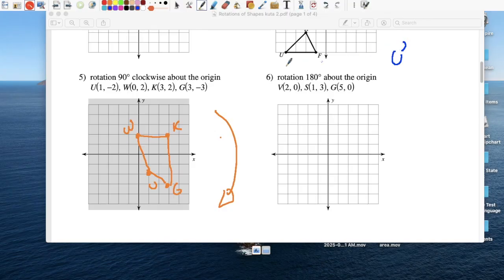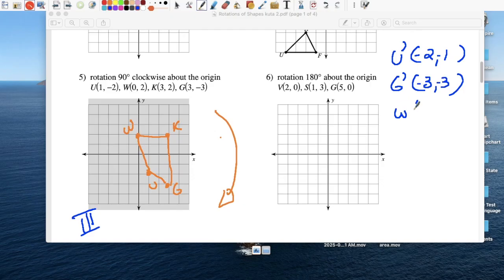So U prime. So let's take a look at U. U is 1, negative 2. It's 90 degrees, so we're going to switch places. It becomes 2 and 1. And U is going to land in quadrant 3. And in quadrant 3, both numbers are negative. G is also in quadrant 4, and this guy is going to transfer over to quadrant 3. 3, negative 3, so it's just going to be 3 and 3 if you switch those two numbers around. But in quadrant 3, both numbers are negative.